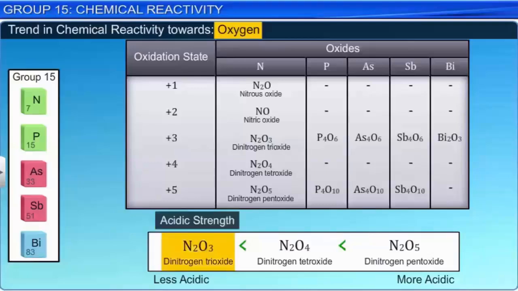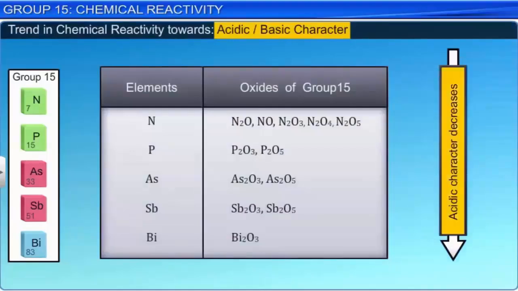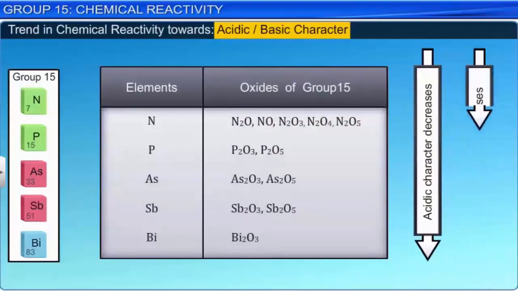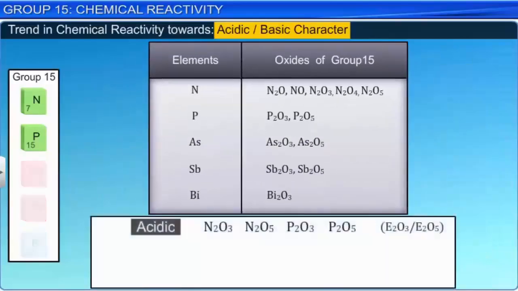As we move down the group, the acidic character decreases. In other words, the basic character of oxides increases on moving down the group. The oxides of nitrogen and phosphorus of type E2O3 and E2O5 are acidic, whereas the oxides of the type E2O3 of arsenic and antimony are amphoteric, and those of bismuth are wholly basic.